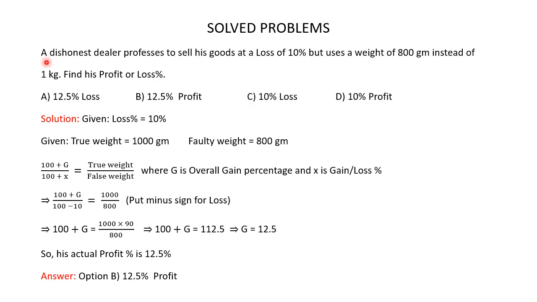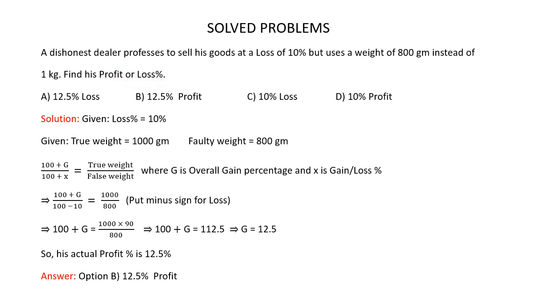A dishonest dealer professes to sell his goods at a loss of 10% but uses a weight of 800 grams instead of 1 kg. Find his profit or loss percent. Here you are given four options and you have to find out which of these options is the correct one. So here we have to find the dishonest dealer's profit or loss percent.